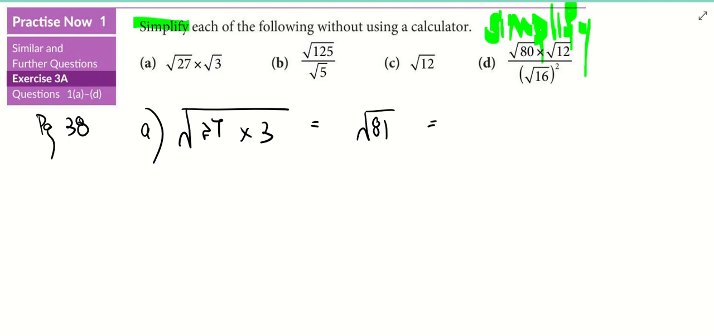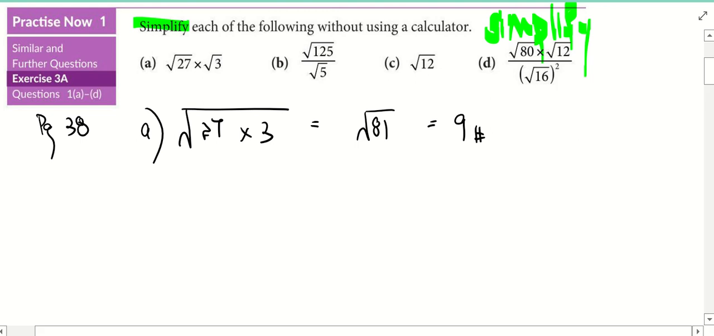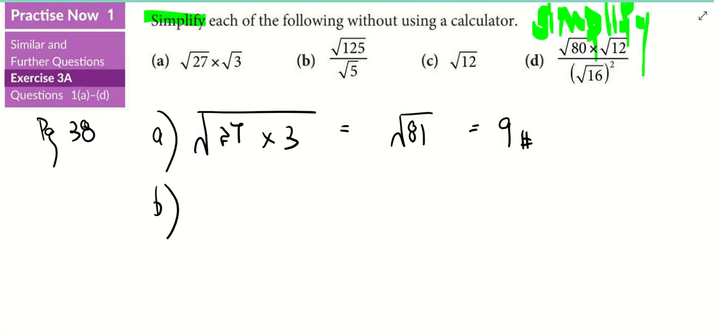So remember, I can combine the terms inside the root to be written as 27 times 3, you get 81. We will all know that square root of 81 is just 9. Same thing, we need to show the working. Oh, square root divided by another square root. I can write them together.